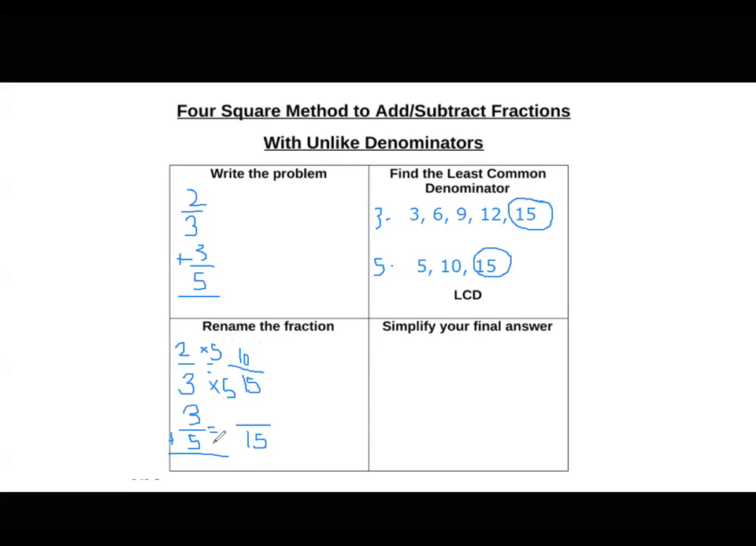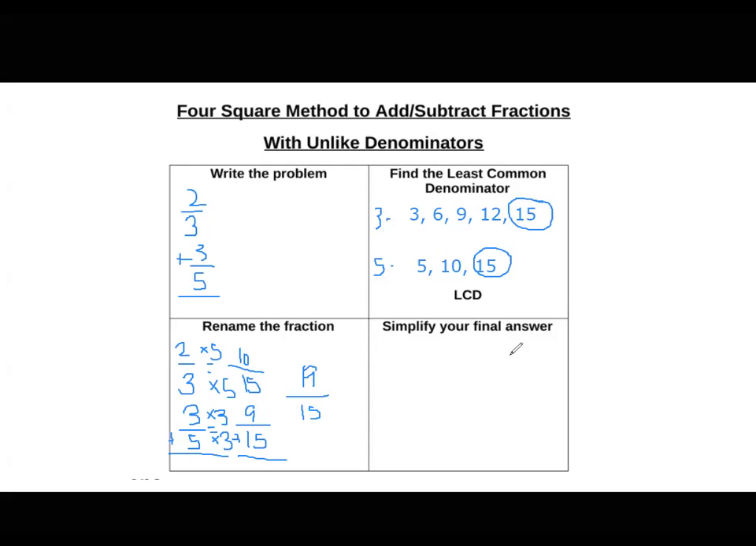We're going to do the same thing with our second fraction. We know that 5 times 3 is 15. Since we multiplied our denominator by 3, we want to multiply our numerator by 3. And 3 times 3 equals 9. So now we have 2 fractions with like denominators, so we are now able to add them. We add our numerators: 10 plus 9 equals 19. And our denominator stays the same, so we keep it at 15.